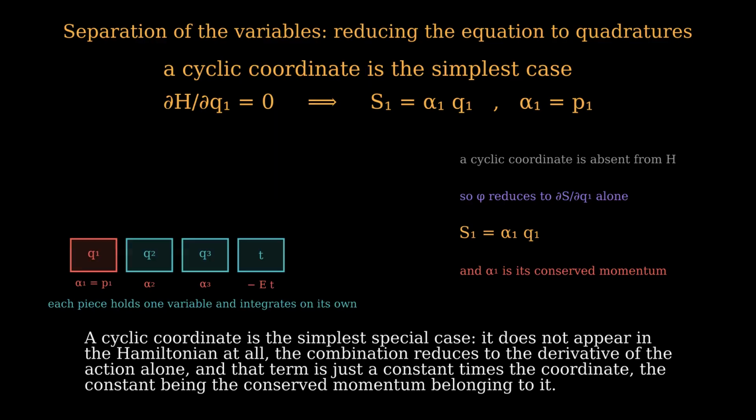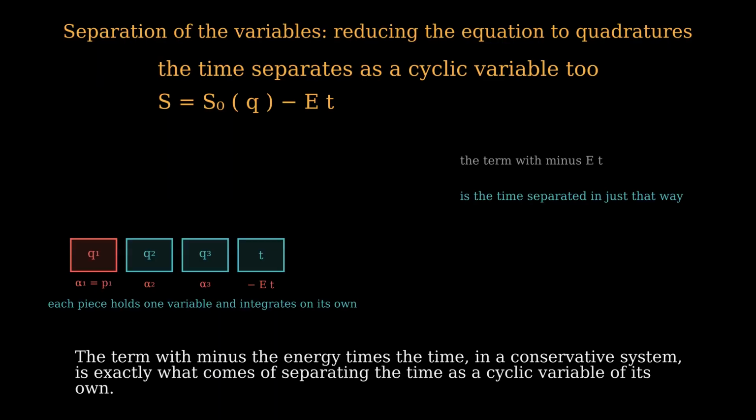It does not appear in the Hamiltonian at all. The combination reduces to the derivative of the action alone, and that term is just a constant times the coordinate, the constant being the conserved momentum belonging to it. The term with minus the energy times the time, in a conservative system, is exactly what comes of separating the time as a cyclic variable of its own.